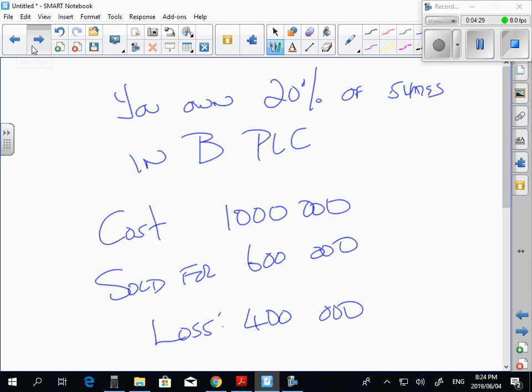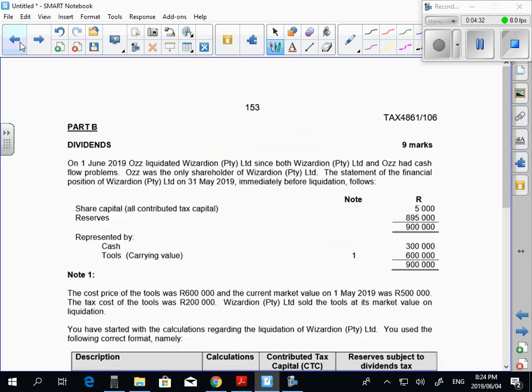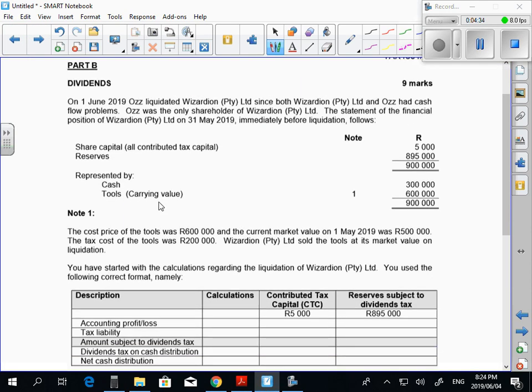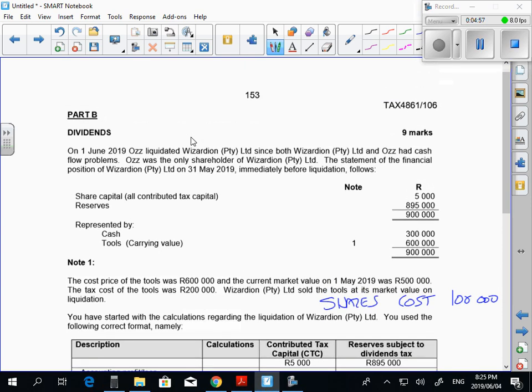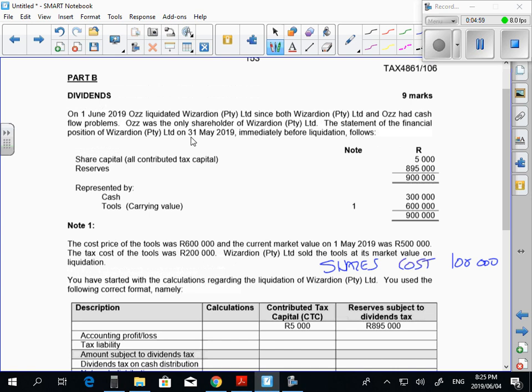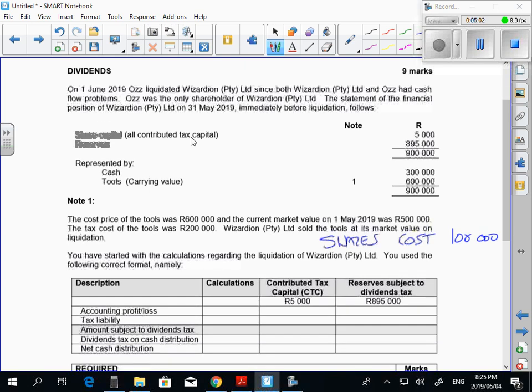So let's do a question. Here we're going to do a liquidation, and I want to add something onto this question, if you don't mind. Let's put on here that the shares cost 100,000 Rand. Is that all right? If you could add that onto your question. This is on page 153. You could add on that the shares cost 100,000 Rand.